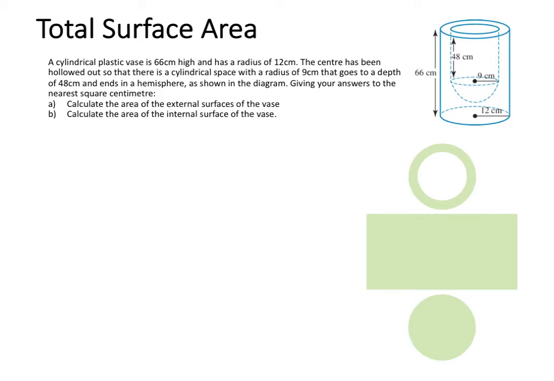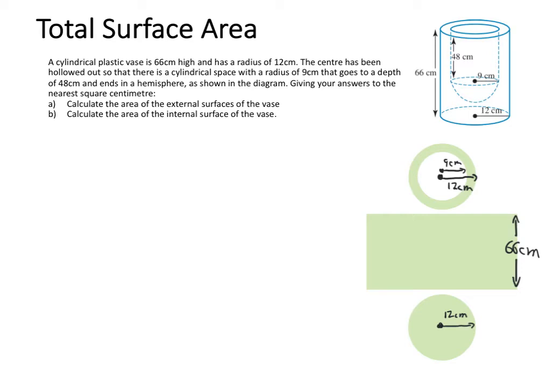Before we can go ahead and complete our calculations, we need to add in some measurements. So starting with the circle at the bottom of my vase, it has a radius of 12 centimeters. The side of the vase has a height of 66 centimeters. And the two circles that form the top part of the vase, the outer radius is going to be 12 centimeters. The inner radius is going to be 9 centimeters. So that is all the measurements I need to go ahead and complete my calculations.